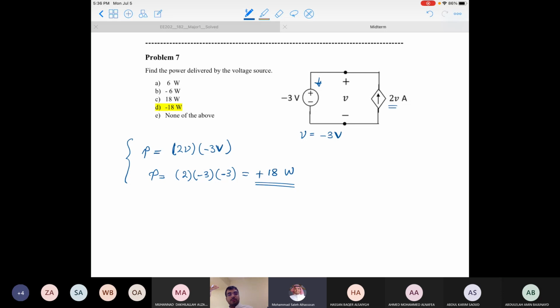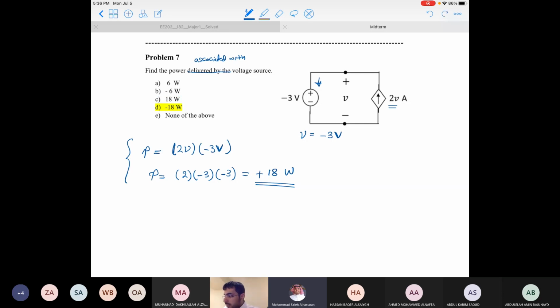So the solution to this problem: if instead of delivered, I would say find the power associated with the voltage source, then in this case you should choose the positive one, because this source is generating power.